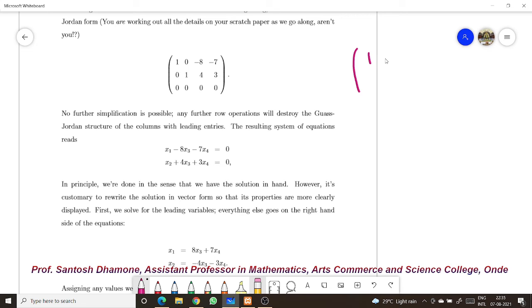The number of leading variables is less than or equal to the minimum of m and n. If m is the minimum, then the number of leading variables is at most m. If n is the minimum, then the number of leading variables is at most n. The number of leading variables is less than or equal to the minimum of m and n.